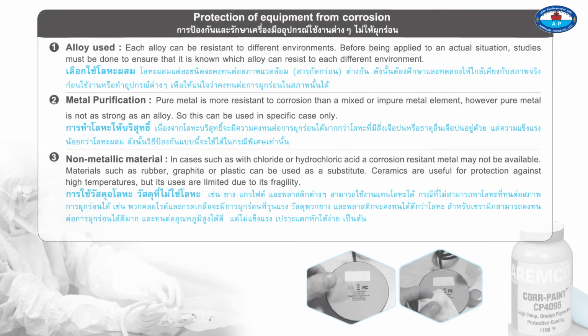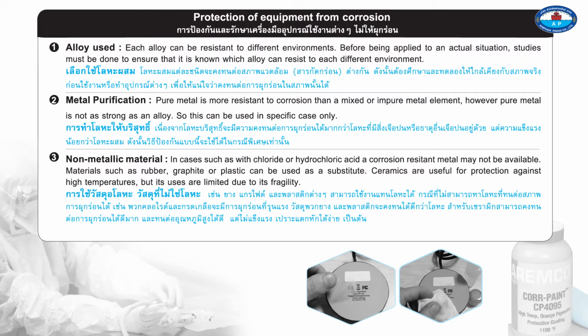Page 37. Protection of equipment from corrosion. 1. Alloy used. Each alloy can be resistant to different environments. Before being applied to an actual situation, studies must be done to ensure that it is known which alloys can resist each different environment. 2. Metal purification. Pure metal is more resistant to corrosion than a mixed or impure metal element. However, pure metal is not as strong as an alloy, so this can be used in specific cases only.